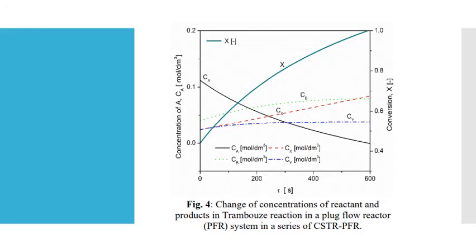Product B is higher compared to products X and Y because product B is the desired product for this process. The graph also shows that along the PFR, the conversion increases with the increase of space-time. In conclusion, this proves that the concentration of A decreases with increasing conversion. The selectivity in the PFR decreases with the increase of conversion.